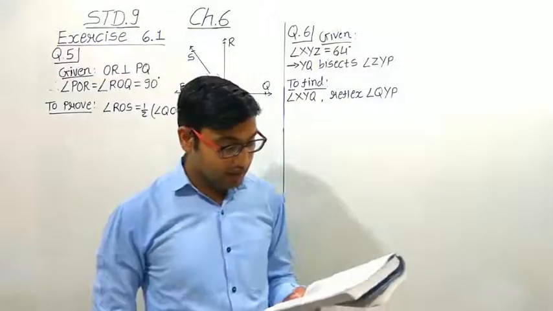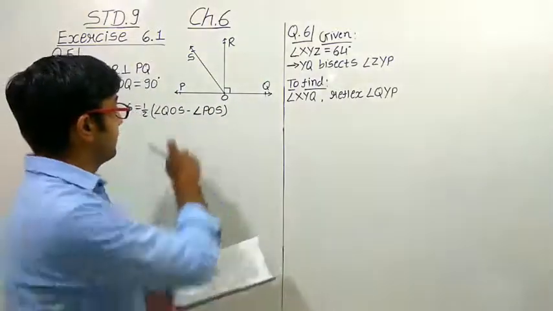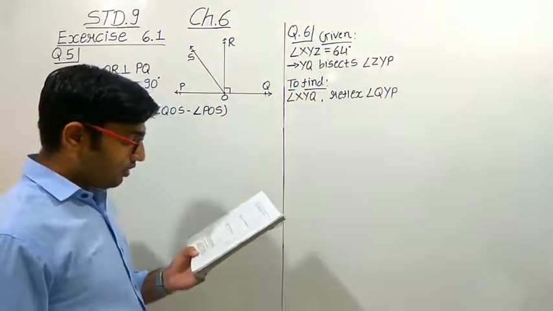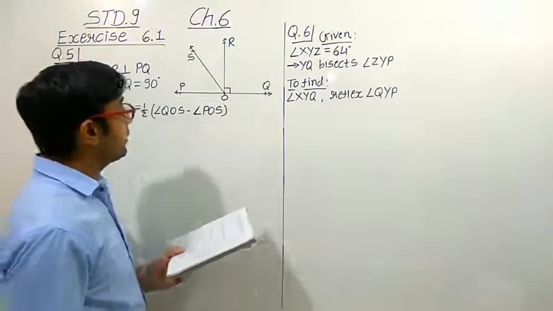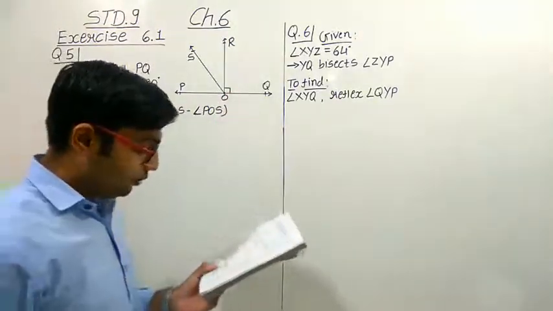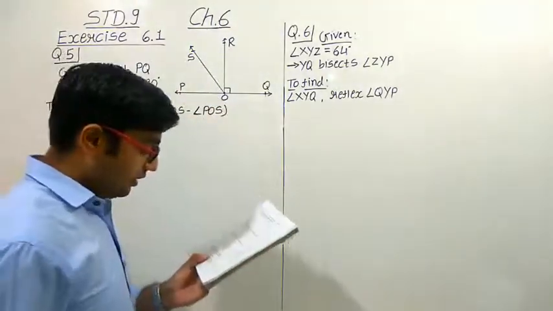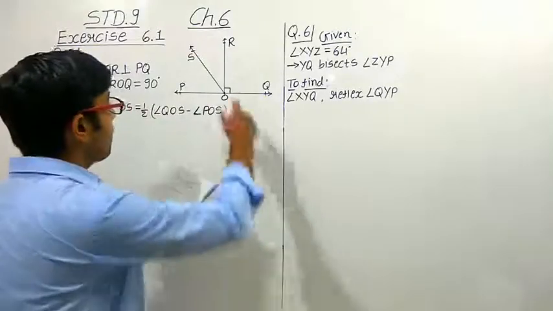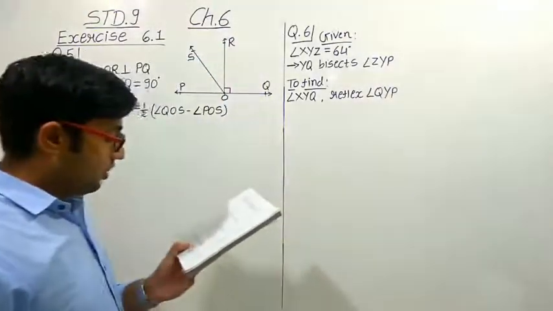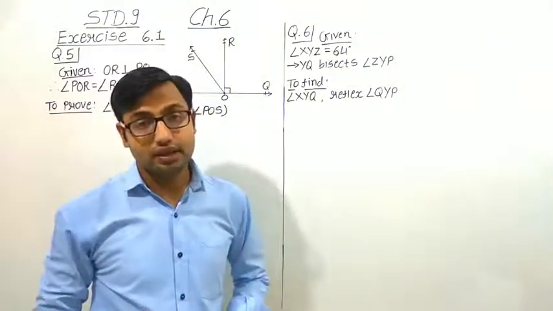So here in the question, in the given figure, POQ is a line. POQ is a straight line. Ray OR is perpendicular to line PQ. OS is another ray lying between rays OP and OR. Prove that angle ROS is equal to 1 half of (angle QOS minus angle POS).